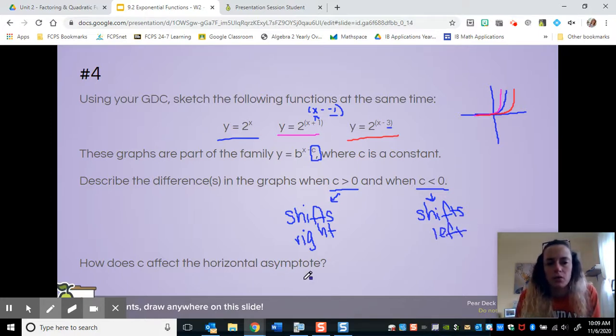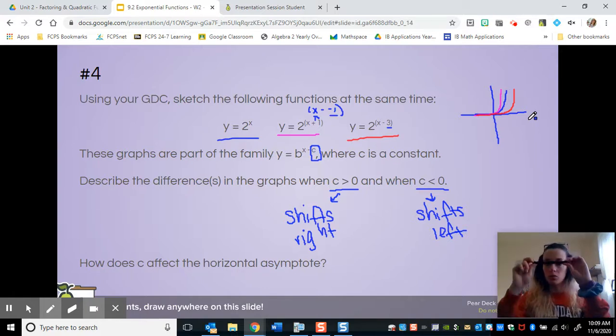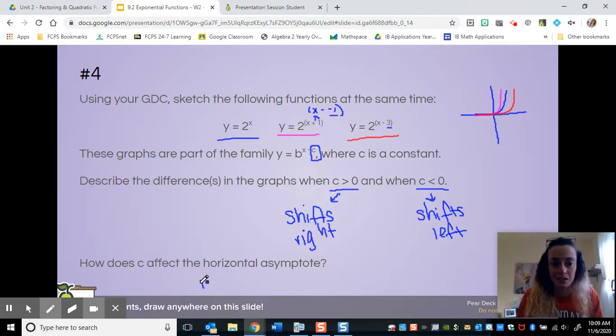Finally, how does c affect the horizontal asymptote? If you notice, all of these look like they have the same horizontal asymptote, which makes sense if you think about it. If you have a horizontal line that you're shifting left or right, it's not moving at all. Unlike when we moved it up and down, that moves the horizontal line, but moving it left or right doesn't change it at all. So I'm just going to say it doesn't.